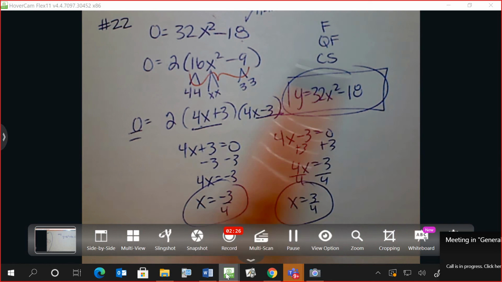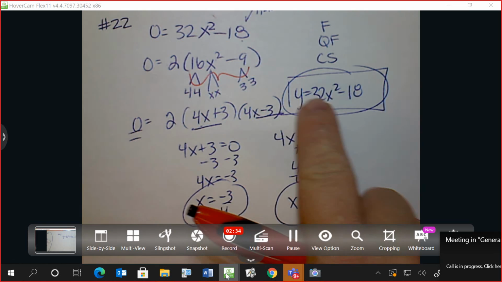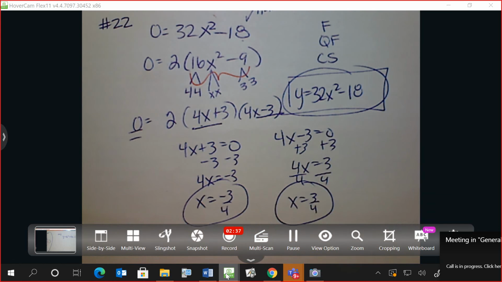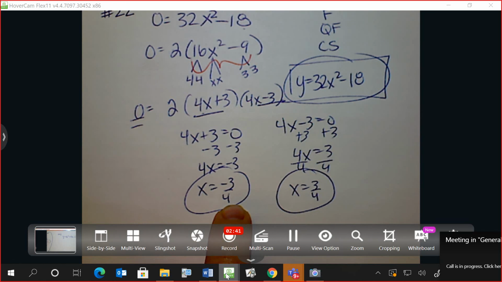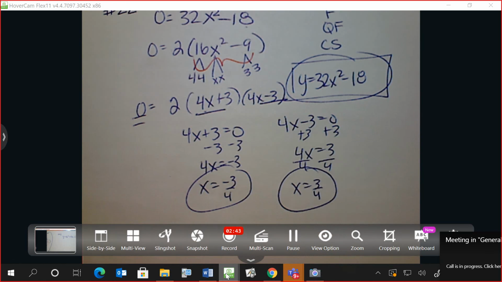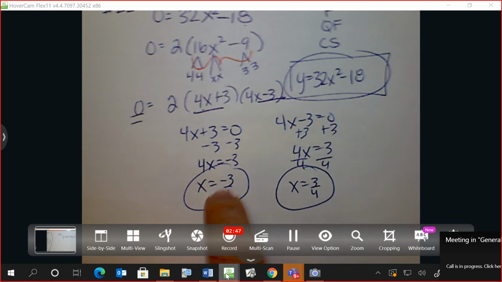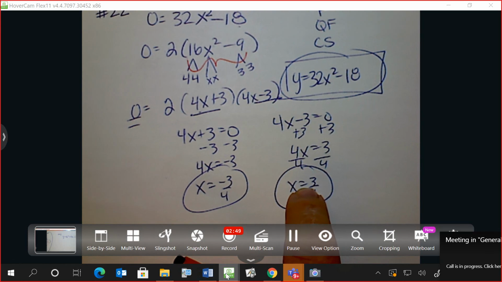Graph this in Desmos. Remember, when you find the solutions, what's another word for solutions? Zeros. What's another one? Roots. Another one, x-intercepts. So when you graph this in Desmos, you're going to find out what the x-intercepts are, and they better be negative 0.75 and positive 0.75. That's the way you can verify you did it right. What if when you graph this, you don't get those two? Then you know you did something wrong and you want to go back and look at your work.